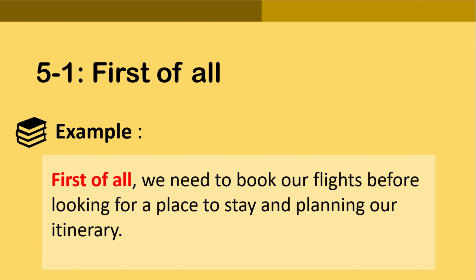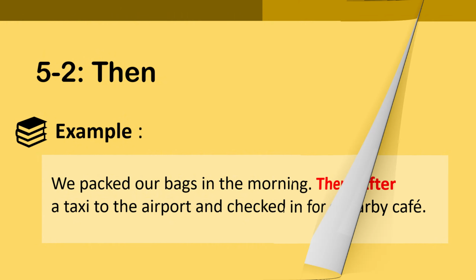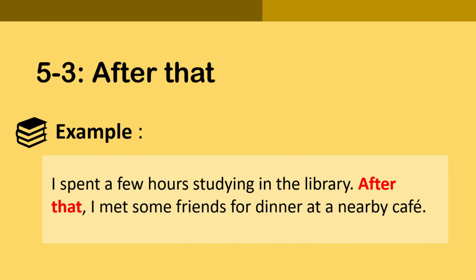1. First of all. Example. First of all, we need to book our flights before looking for a place to stay and planning our itinerary. 2. Then. Example. We packed our bags in the morning. Then, we took a taxi to the airport and checked in for our flight. 3. After that. Example. I spent a few hours studying in the library. After that, I met some friends for dinner at a nearby cafe.